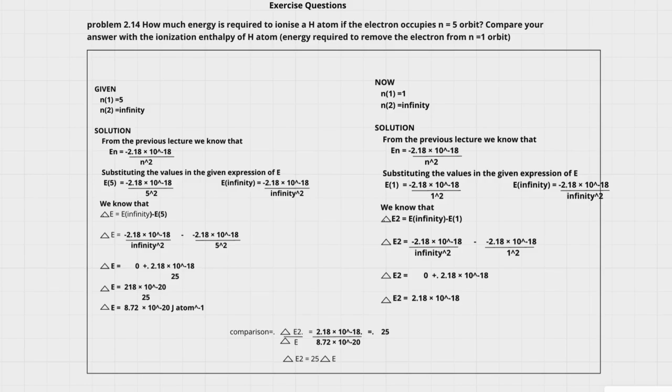Now comparison. Delta E2 upon delta E equals 2.18 into 10 raised to the power minus 18 upon 8.72 into 10 raised to the power minus 20. The units will be cut. So after calculation, delta E2 equals 25 times delta E.